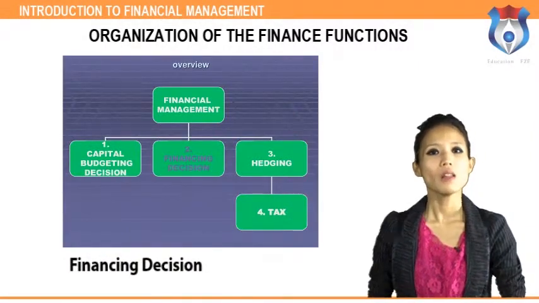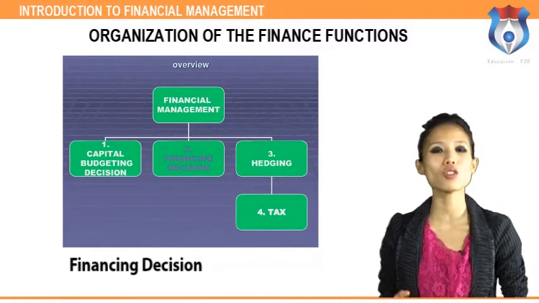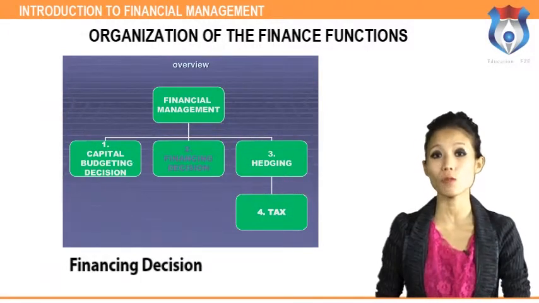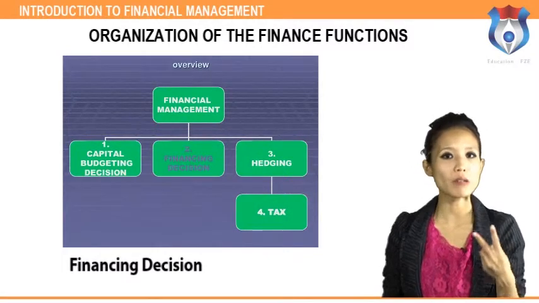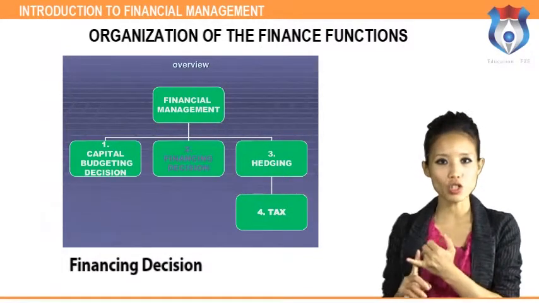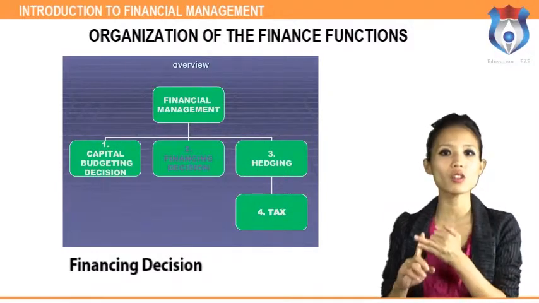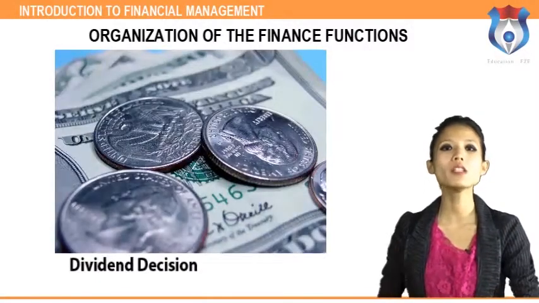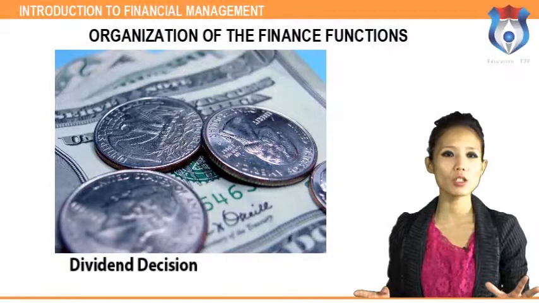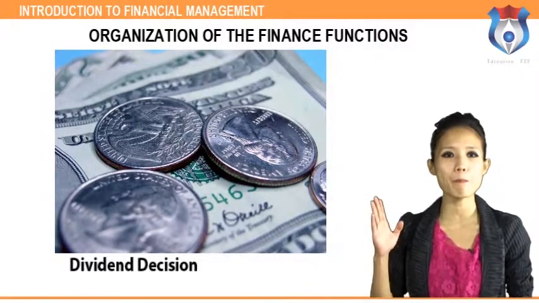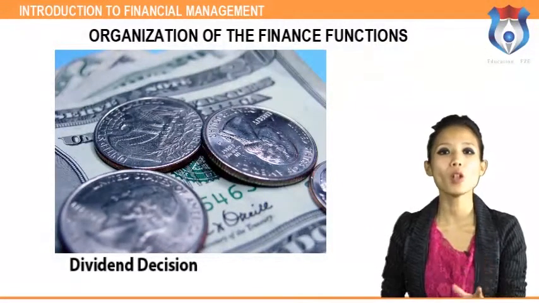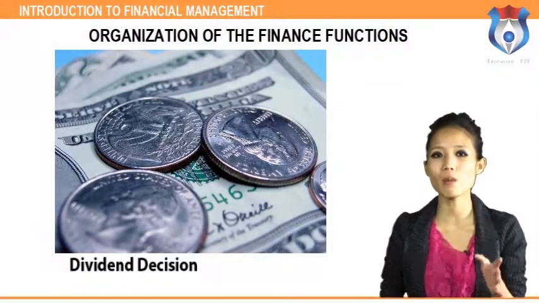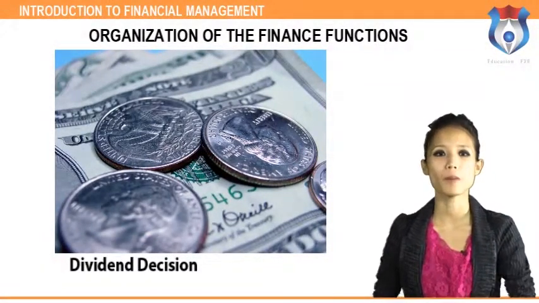Financing decision. The second major decision of the firm is the financing decision for determining the best financing mix of the firm. It covers two interrelated aspects: capital structure theory and capital structure decision. Dividend decision. The dividend decision should be taken in terms of its impact on the shareholders' wealth. The optimum dividend policy is one which maximizes the market value of the share.